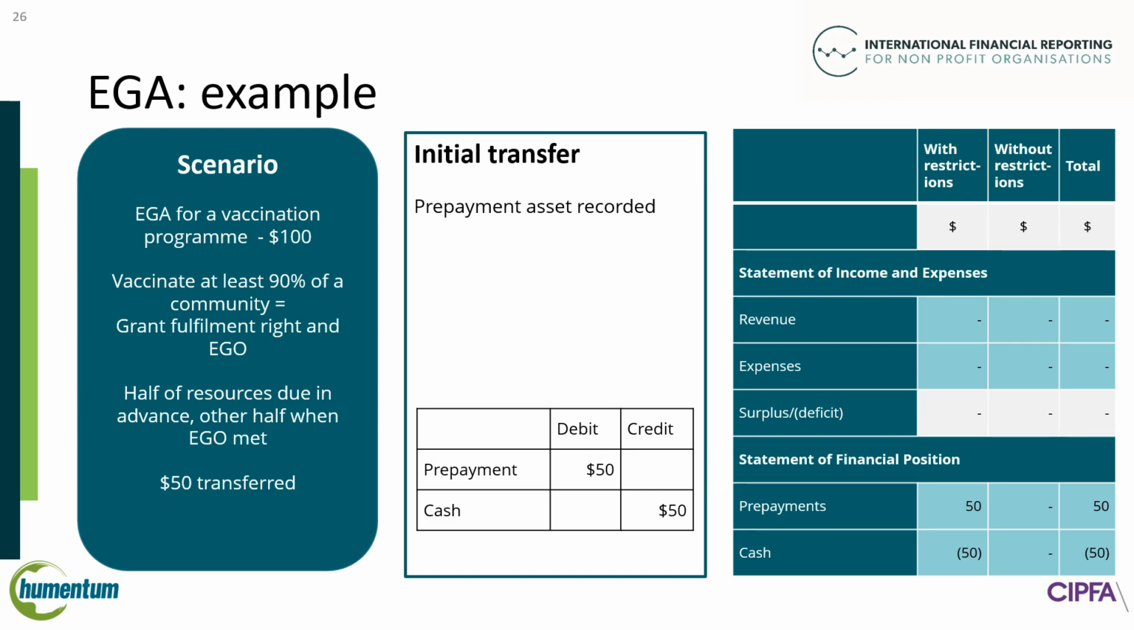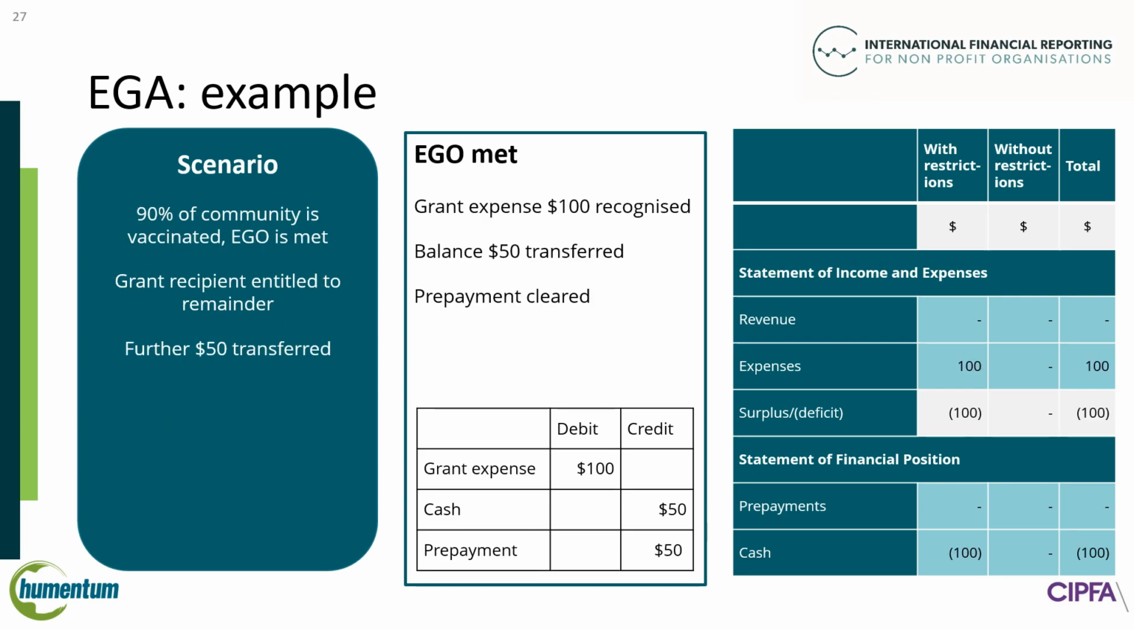The grant-providing NPO recognizes a prepayment asset of $50 when it transfers the startup resources to the grant recipient and reduces the cash balance accordingly.